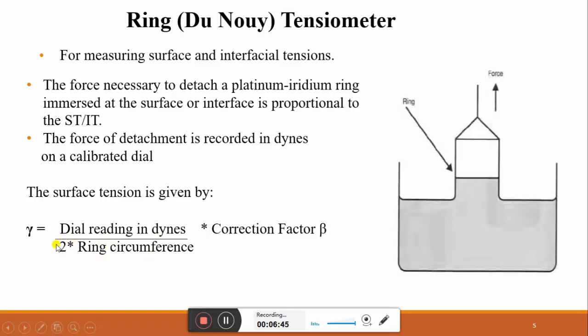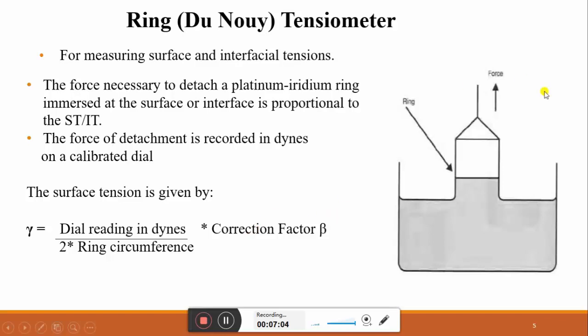Why is it multiplied with the 2? Because if we consider the ring, the water which attaches with the ring produces two surfaces, one inside and another one on the outside. That's why it is multiplied with the 2. And another one is the correction factor. Why is the correction factor necessary?